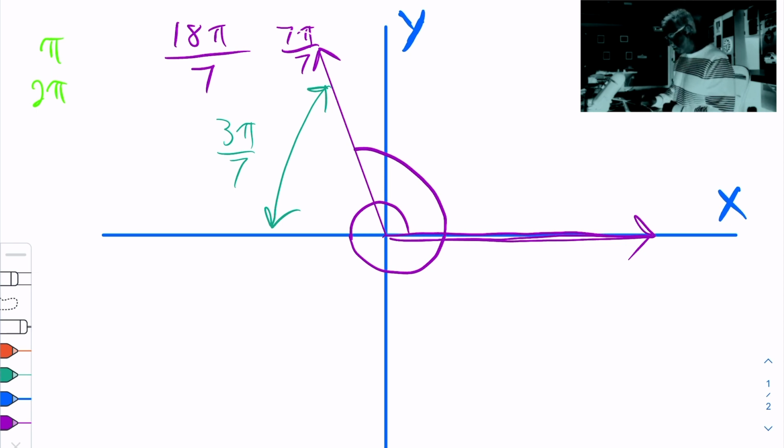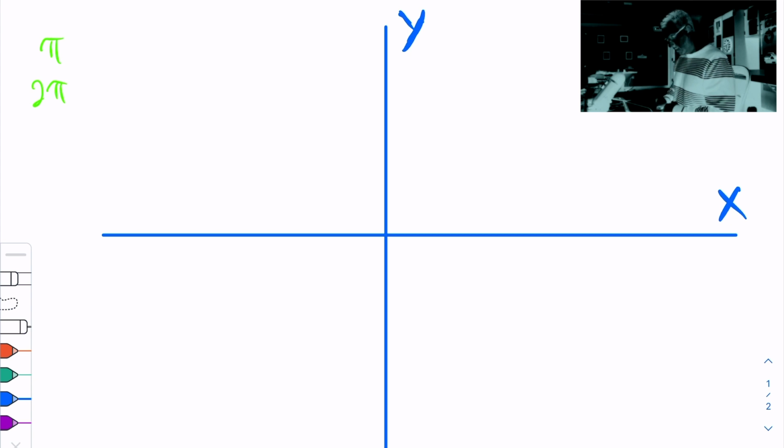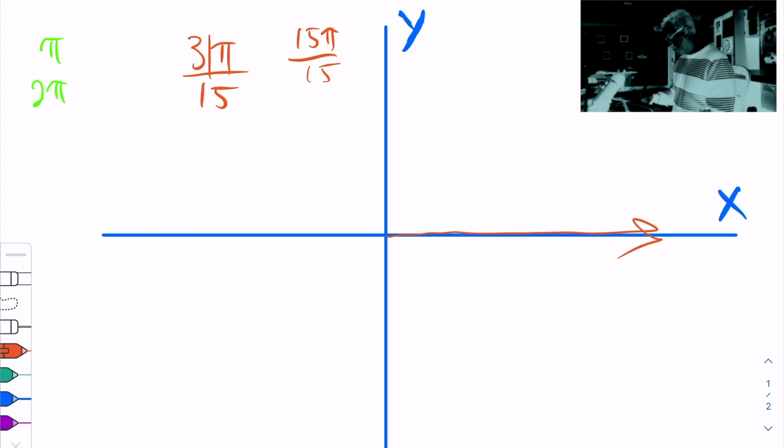Okay, let's try one more. How about 31 pi over, I don't know, 15. Once again, 15 pi over 15 would be half a rotation. So you can almost count by 15s. Starting here, 15 pi over 15, 30 pi over 15, so one full rotation.